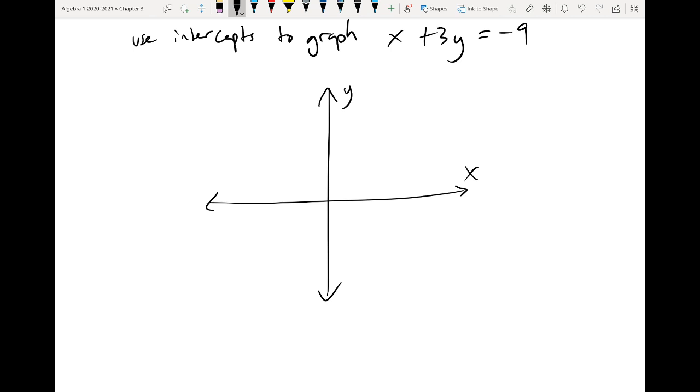And cover it up. Cover up x. y is going to be equal to -3. Cover up y. x is going to be equal to -9.